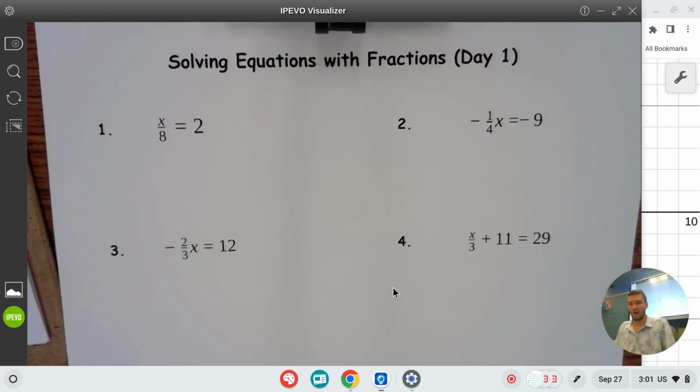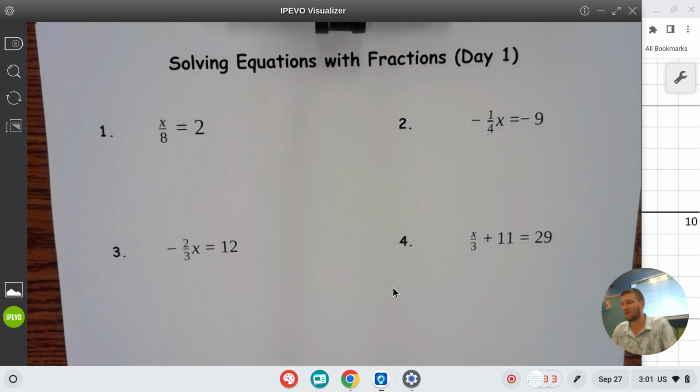Work. All right, welcome back. We're going to work on fractions now. Solving equations with fractions really is only intimidating, and I promise you it's actually not all that hard at all.